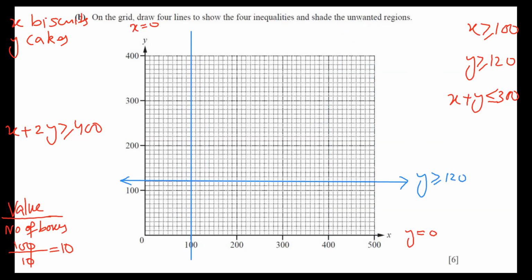So Alhamdulillah, this line is much better than the previous line. And this is our line. I'm writing the inequality on the top: x is bigger than or equal to 100. So this part is very clear.